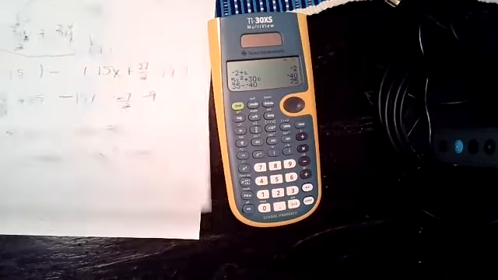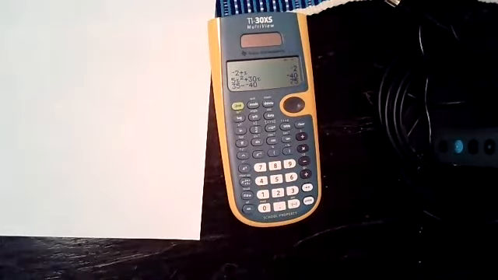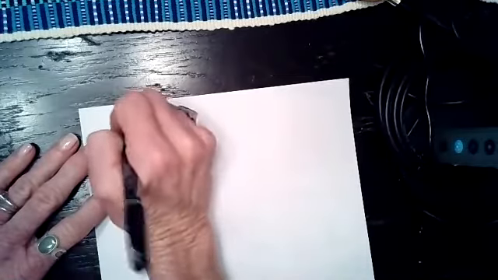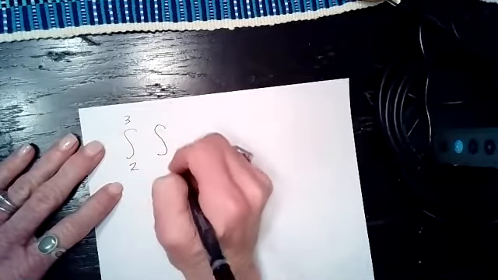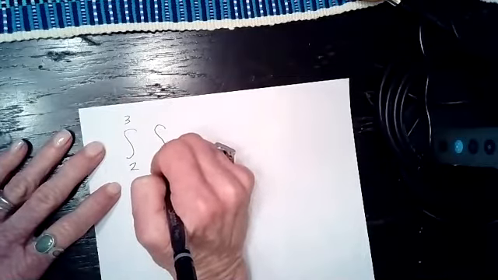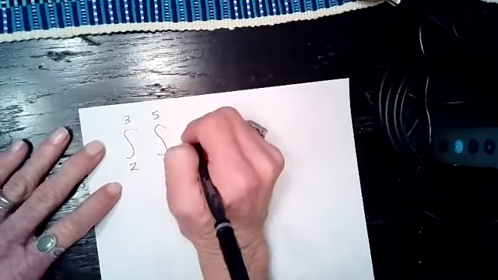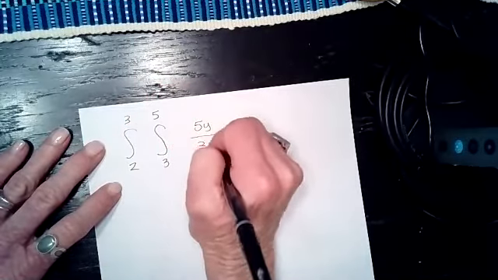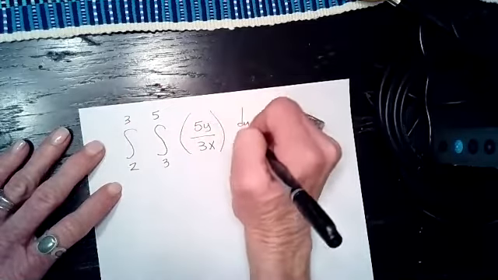Okay, we're going to talk about problem number 3. Okay. All right. So let me go find problem number 3. Okay, here it is. Double integral from 2 to 3 and from 3 to 5, and it is 5y over 3x dy dx.